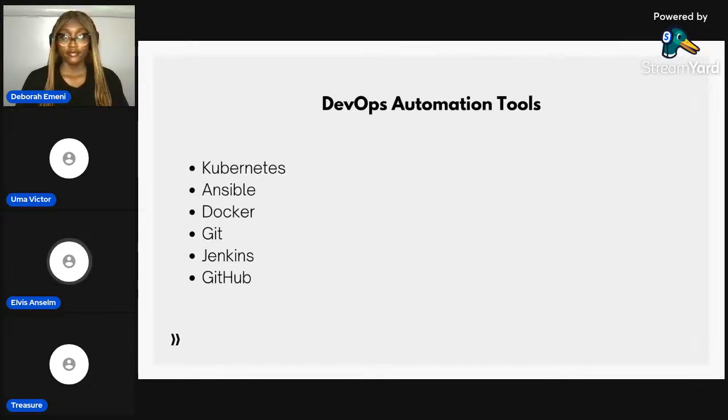And finally, GitHub. GitHub has been in existence since, I think, the year 2000, and it has been one of the top DevOps automation tools for collaboration amongst developers.